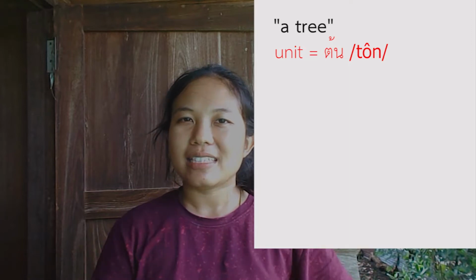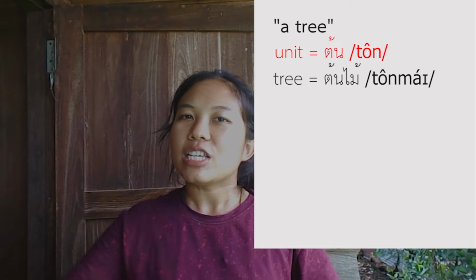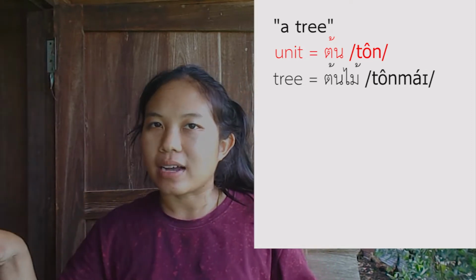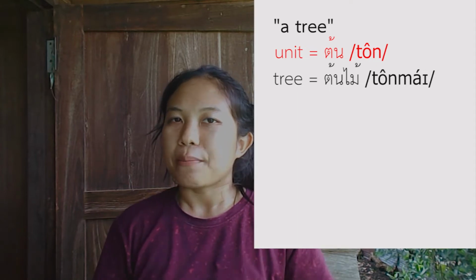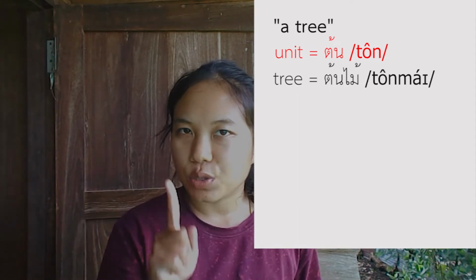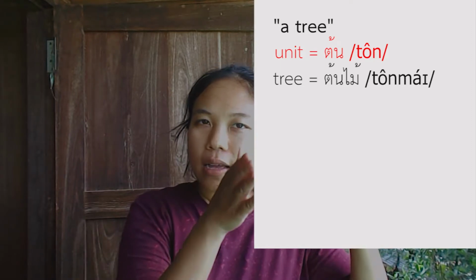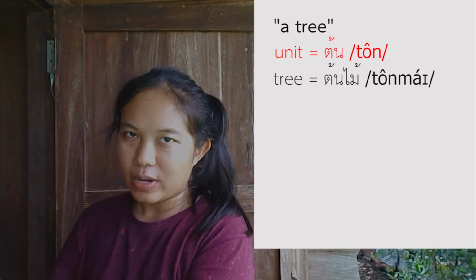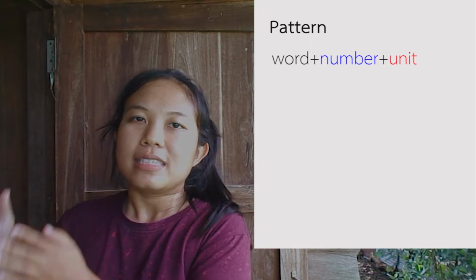The tree in Thai is ต้นไม้ and then the unit of the tree is trunk. When you want to say a tree, that means there is only one tree. You have to put the number between the word tree and then the unit. So the pattern will be like this: the word plus the number and then plus the unit.